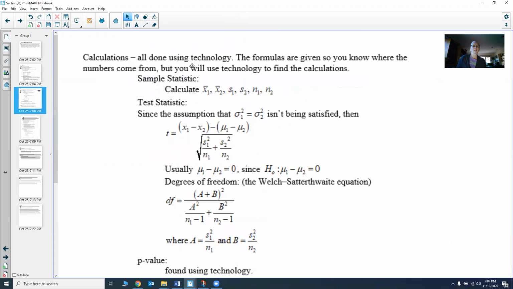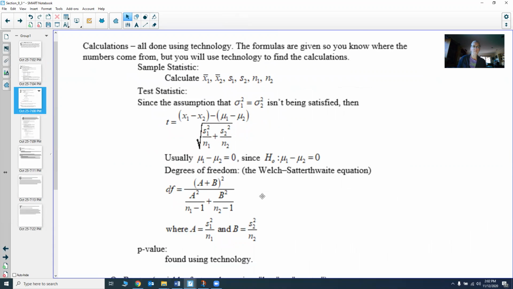Then we get to our calculations. Again, these are all done with technology. You do not want to go through these formulas. We are using something called the Welch-Satterthwaite equation for the degrees of freedom. There are different degrees of freedom.